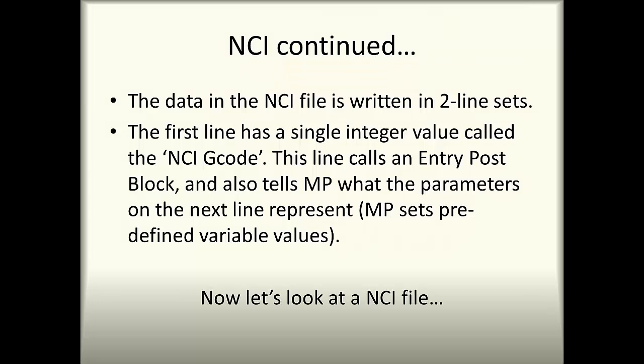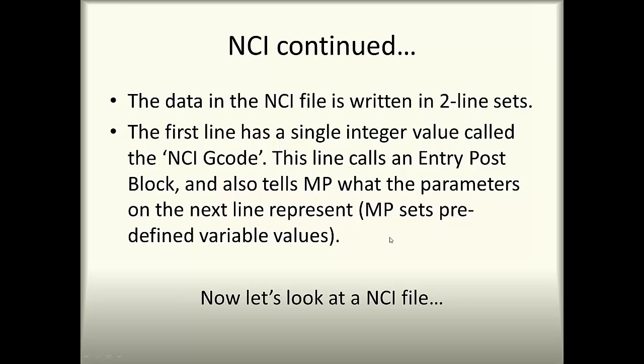The first line has a single number called the NCI G code. This line calls an entry post block and also tells MP what the parameters are on the next line, and then MP uses that information to set predefined variable values. And when I'm referring to MP, I mean the post engine.